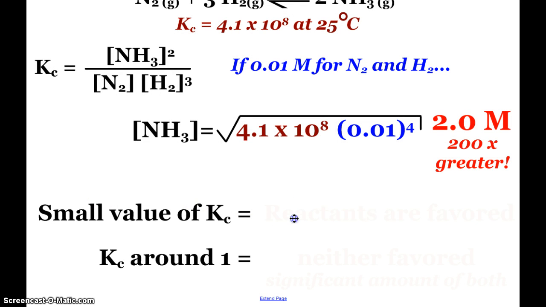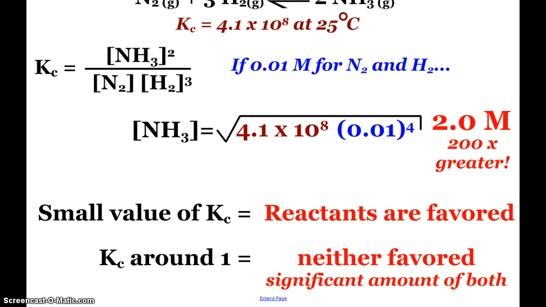If we have a small Kc value, then our reactants are going to be favored. And a Kc around 1 means neither is really favored. So we will have a decent amount of both reactants and products in our equilibrium mixture.